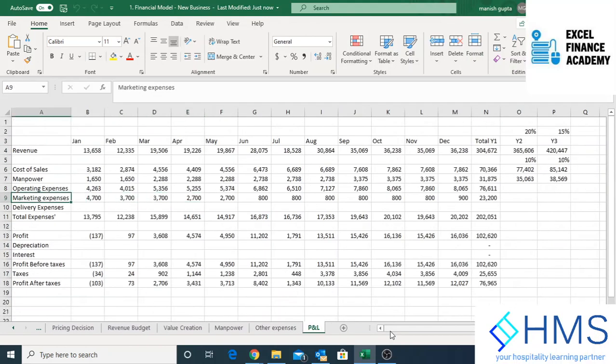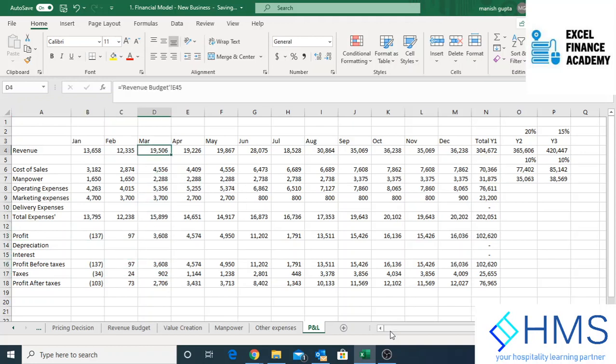So in the P&L you normally have a requirement to do revenue, cost of sales, manpower, operating budget, and marketing expenses. You may want to have a delivery option, so we will do that option today. Then the other expenses, and then we see what the profit is for each month, then profit before taxes and taxes.